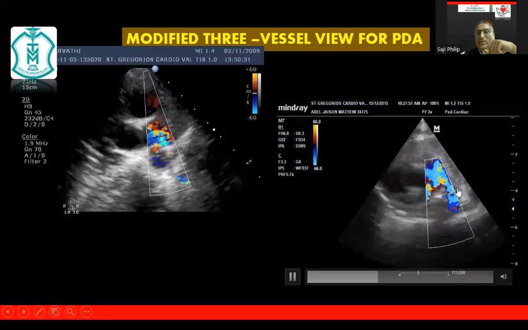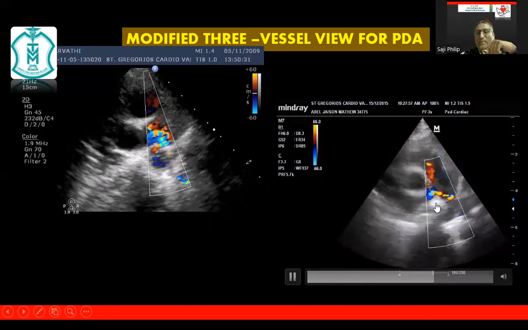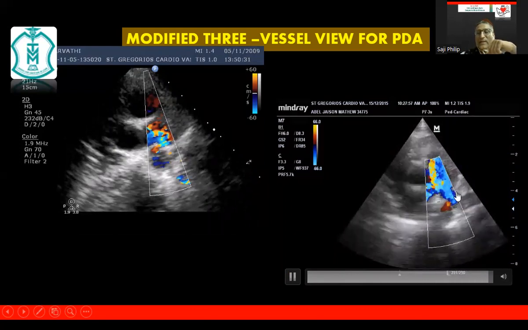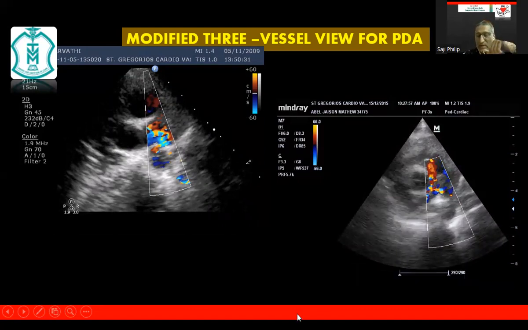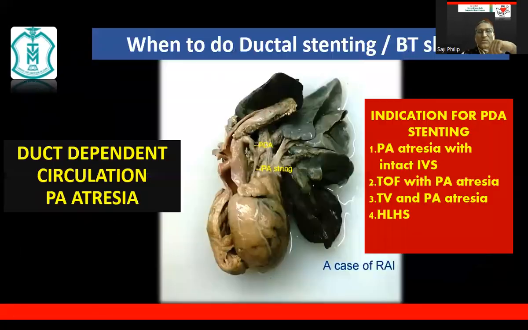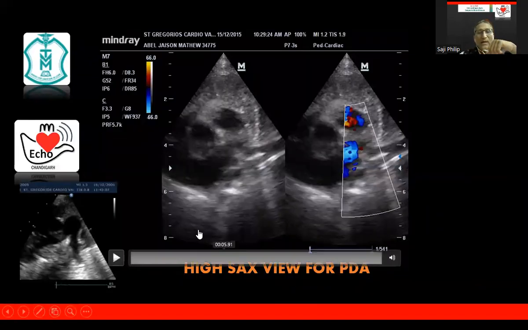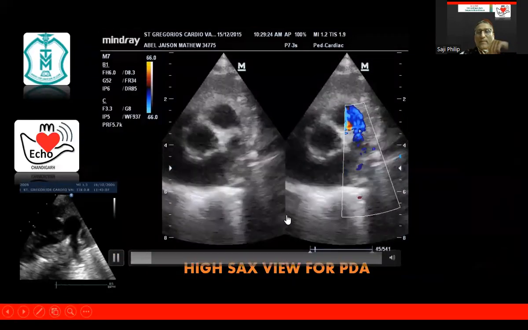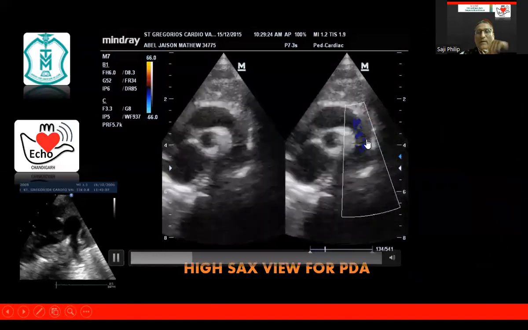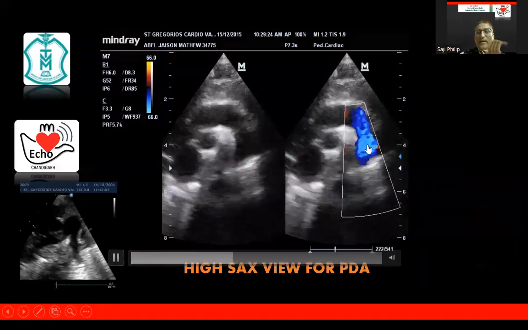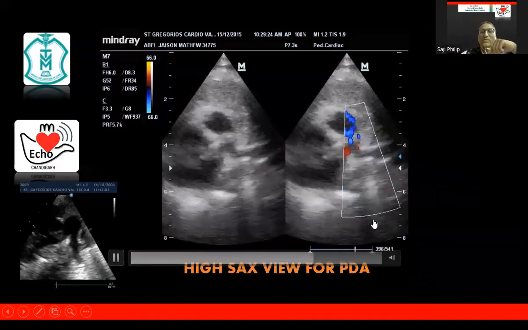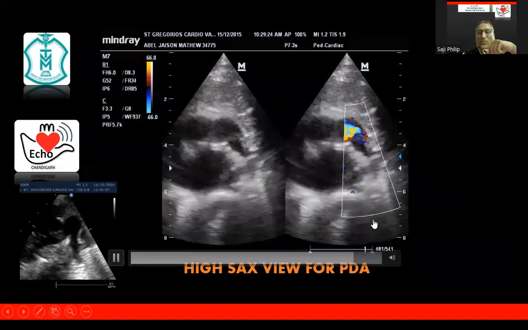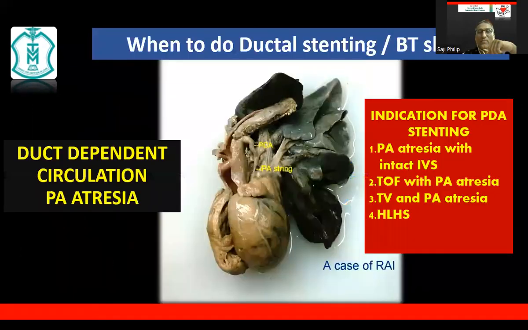Here the jet, instead of lateral, is going opposite. That's what I said. Sometimes the ductal opening will go into the central portion or bifurcation of the PA. In that situation, sometimes the jet will go to the opposite side. The high short axis view, again, arch and PA merging, and then for the measurement of the color flow jet, this view is a little better, and you have to train it.